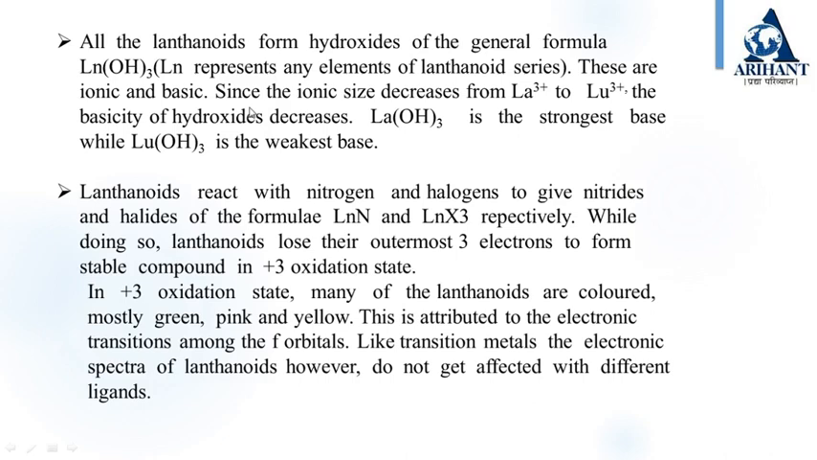Lanthanoids react with nitrogen and halogens to give nitrides and halides of the formula LnN and LnX3 respectively. By doing so, lanthanoids lose their outermost 3 electrons to form stable compounds in the +3 oxidation state. In the +3 oxidation state, many of the lanthanoids are colored, mostly green, pink and yellow. This is attributed to electronic transitions among the f orbitals. Unlike transition metals, the electronic spectra of lanthanoids do not get affected by different ligands.